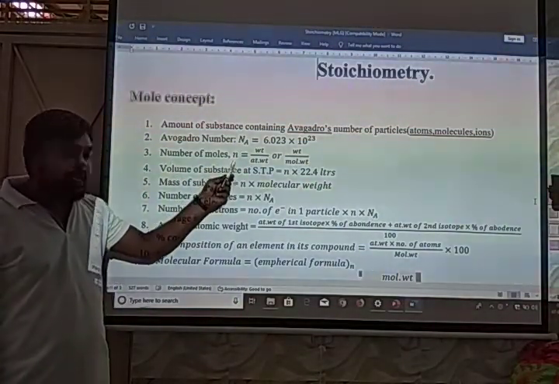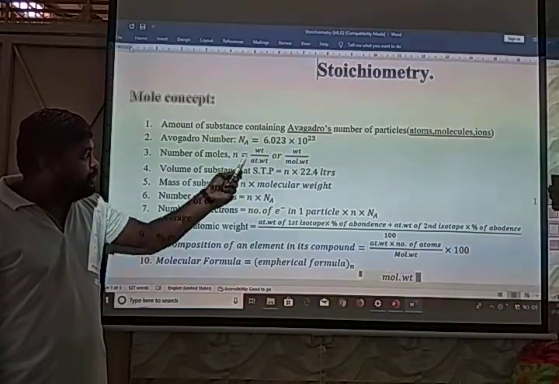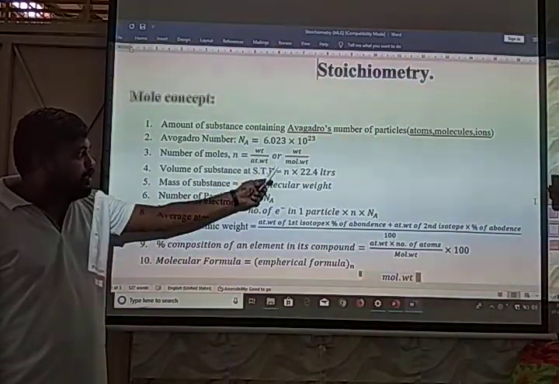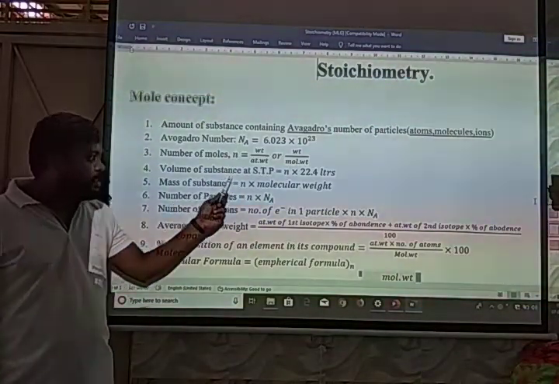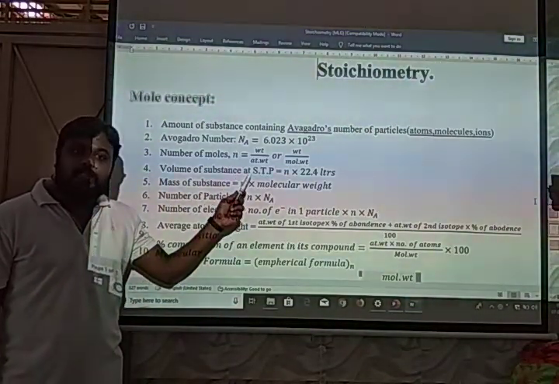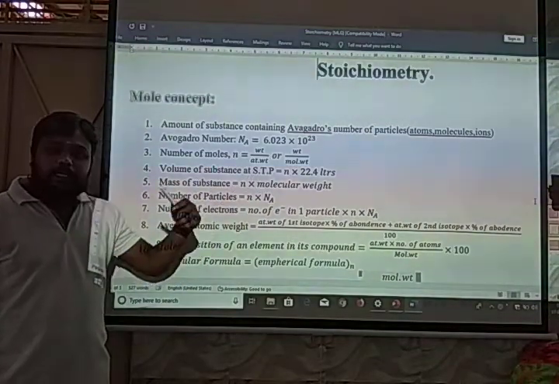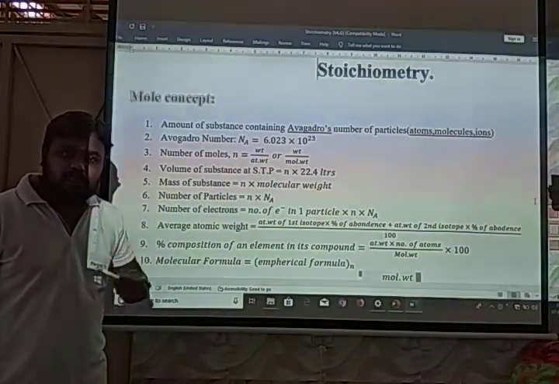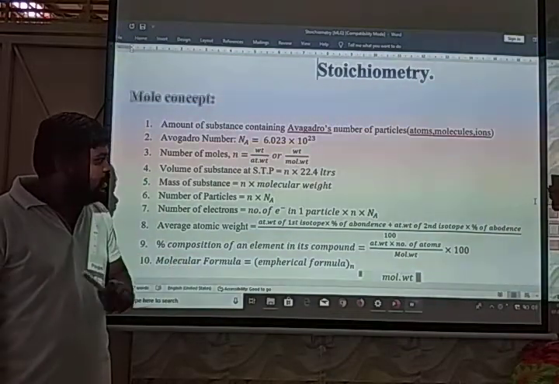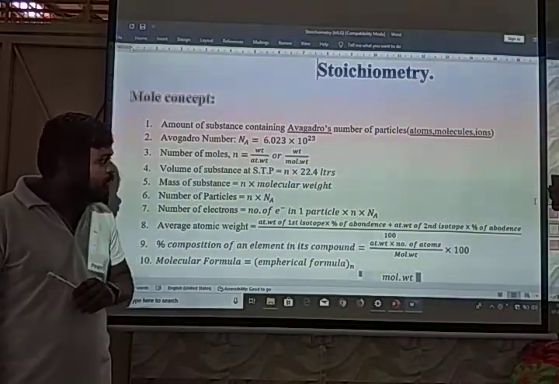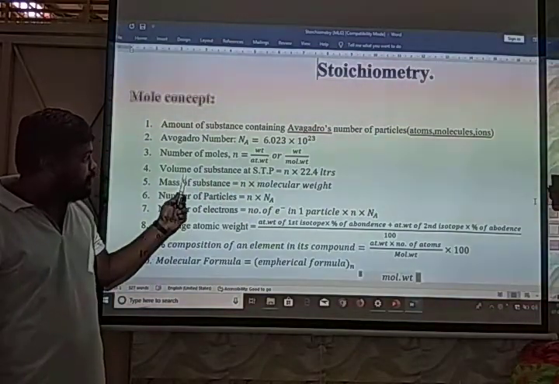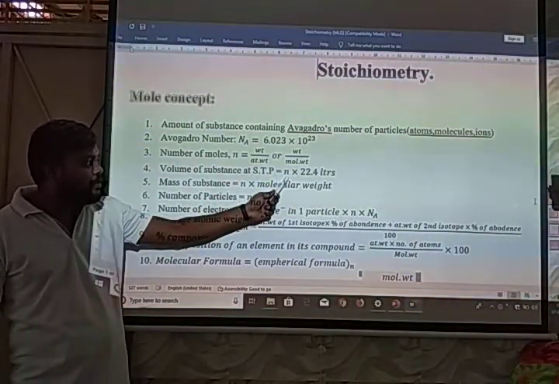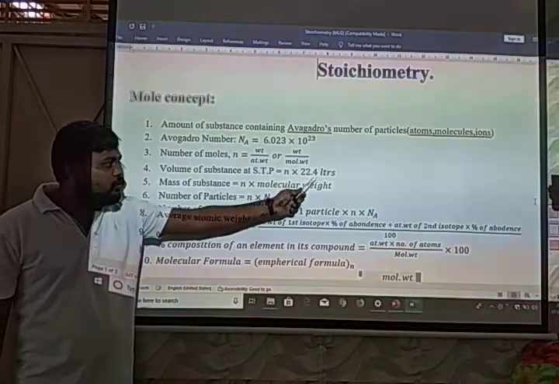Number of moles can be calculated using a formula n equal to weight by atomic weight or weight by molecular weight. Similarly, volume of a substance at STP, that is standard temperature and pressure, where the temperature is maintained at 0 degrees centigrade or 273 Kelvin, and pressure is 1 atmospheric pressure. And at STP conditions, the volume of a substance is calculated by using formula n into 22.4 liters.